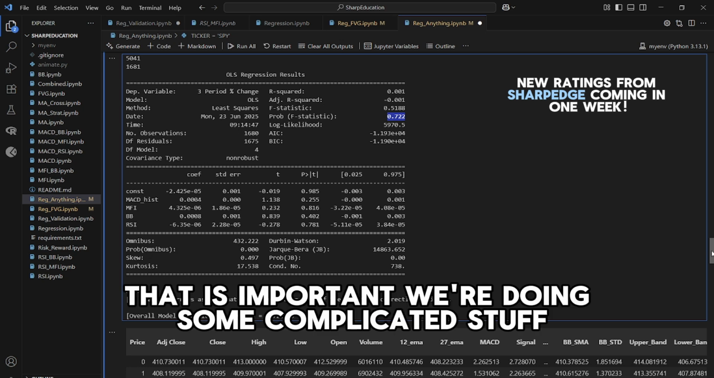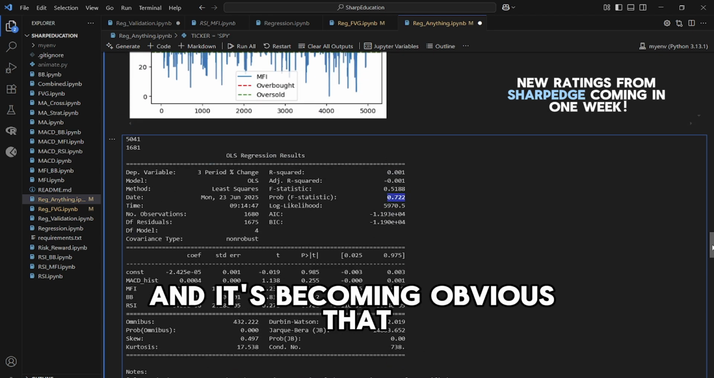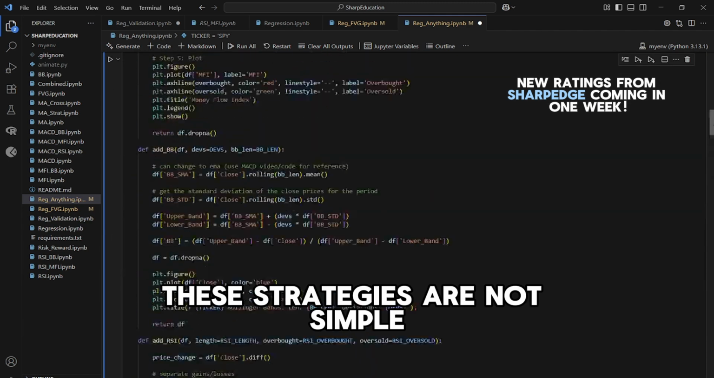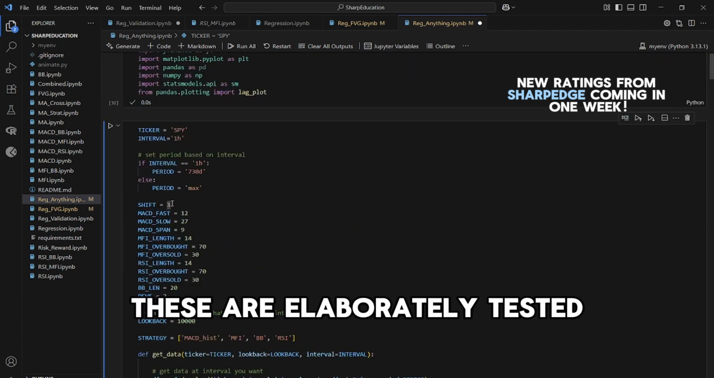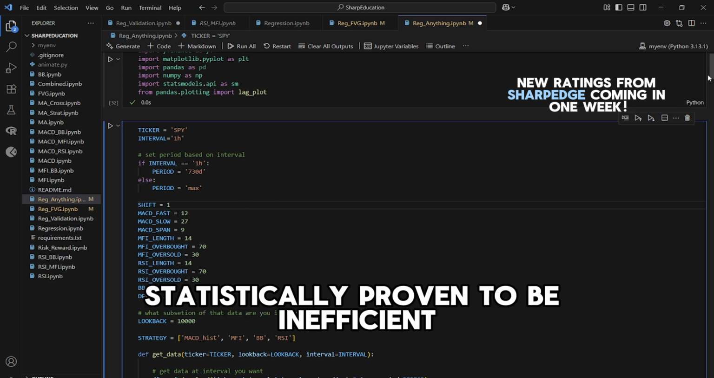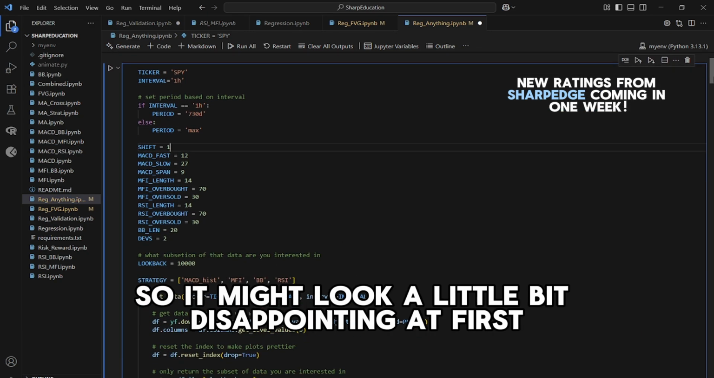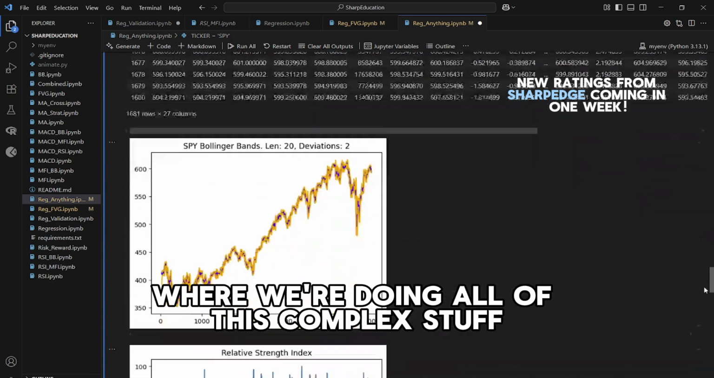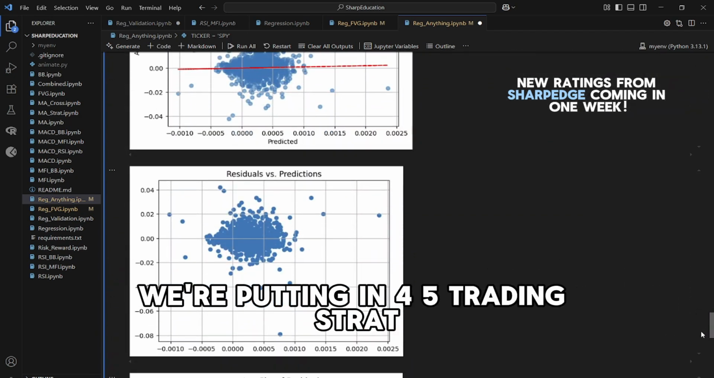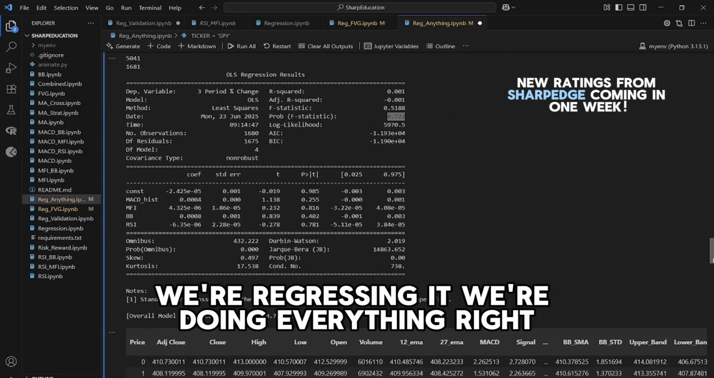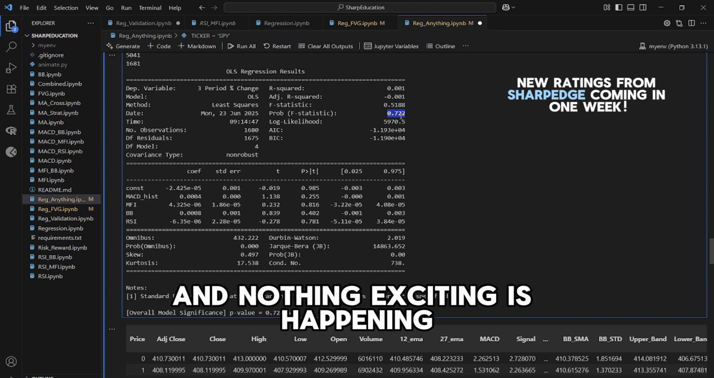That is important. We're doing some complicated stuff, and it's becoming obvious that there's nothing simple happening. These strategies are not simple. These are elaborately tested, statistically proven to be inefficient. So it might look a little bit disappointing at first, where we're doing all of this complex stuff. We're putting in 5 technical indicators into our trading strategy. We're regressing it. We're doing everything right, and nothing exciting is happening.